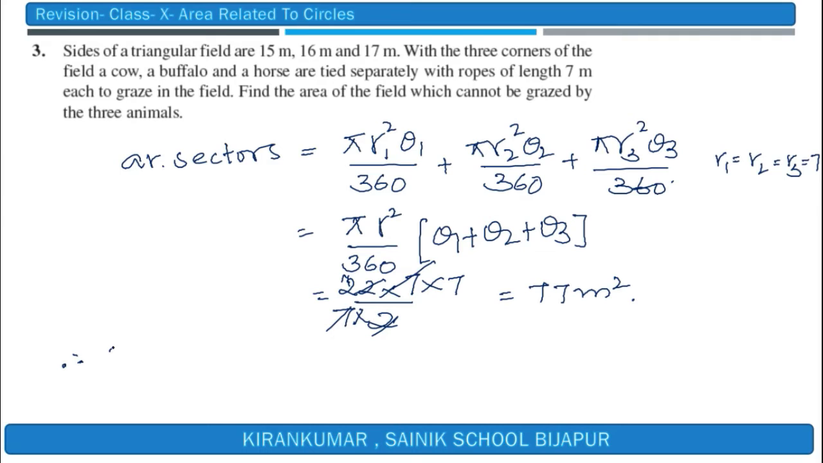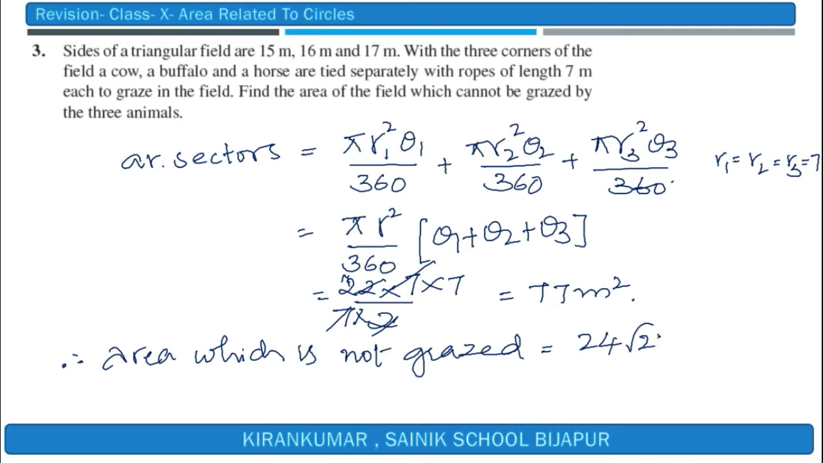Therefore, the area which is not grazed will be equal to 24 times root 21 minus 77 meter square.